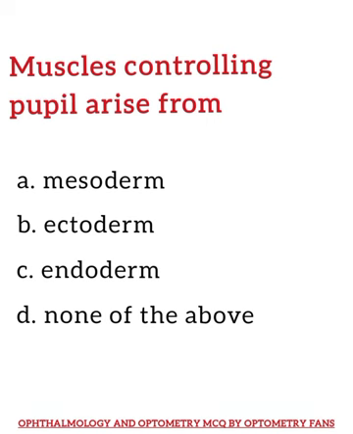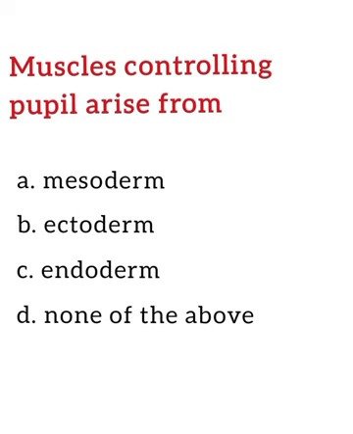Muscle controlling pupil arise from option A, mesoderm. Option B, ectoderm. Option C, endoderm. And option D, none of the above. The correct answer is option B, ectoderm.